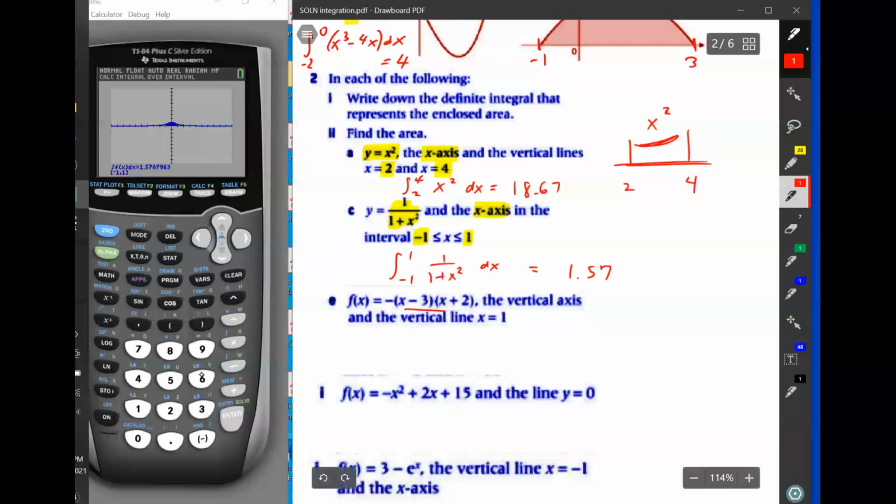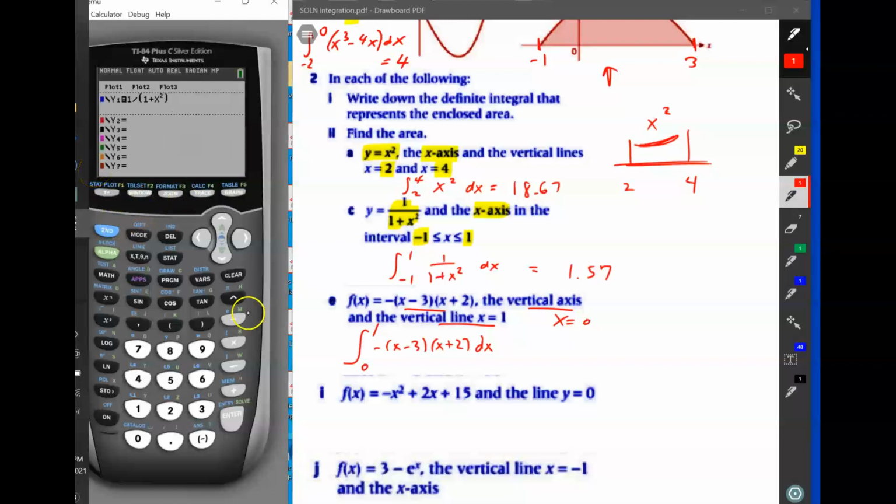This looks similar to this one here that we just did up there, right? It's like got two binomials here. So if we were going to write this out, we would put the function in the middle. And then we're going to go between the vertical axis and the vertical line x equals 1. The vertical axis is another way of saying x equals 0, right? So we could go between 0 and 1. So let's go into y equals. And then we're going to type in this function, x minus 3, x plus 2.